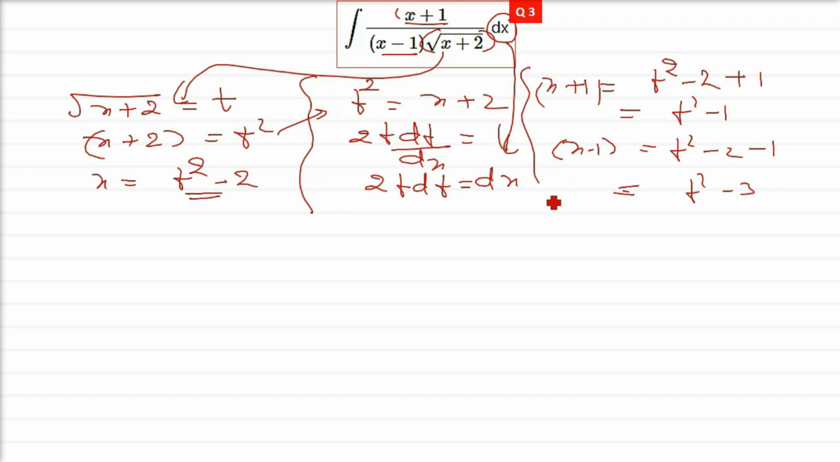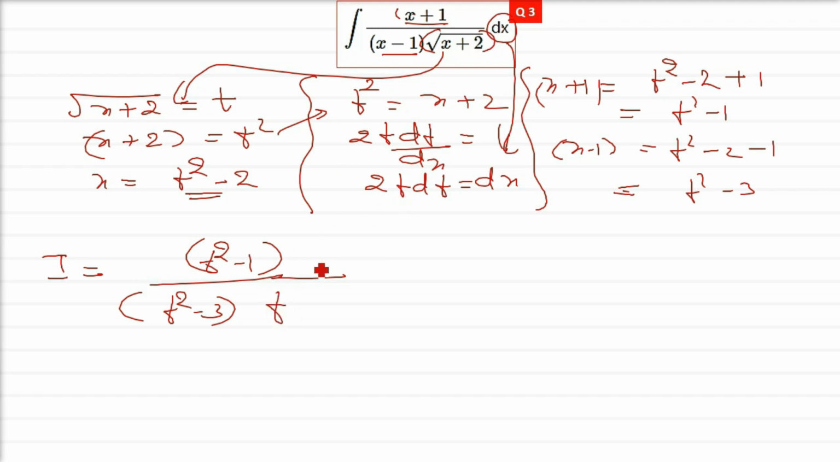So 3 things we have done separately. And now we are going to combine all this. So this integration has become: x plus 1 will be written as t square minus 1, the denominator x minus 1 will be written as t square minus 3, under root x plus 2 will be t, dx will be 2t dt. And inside the integration sign, t gets cancelled. So we have t square minus 1 and t square minus 3.